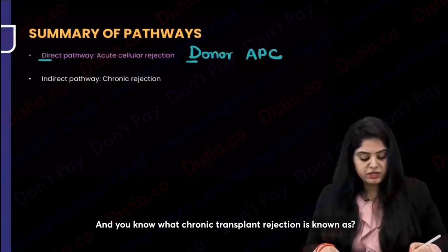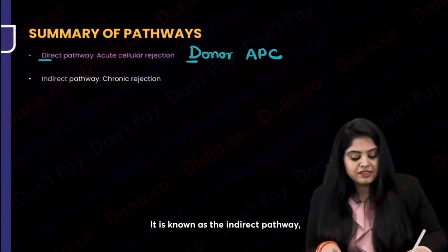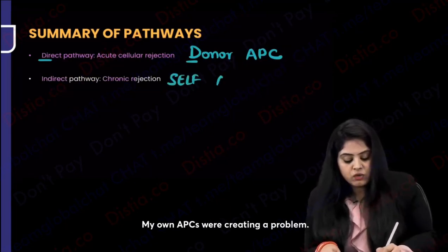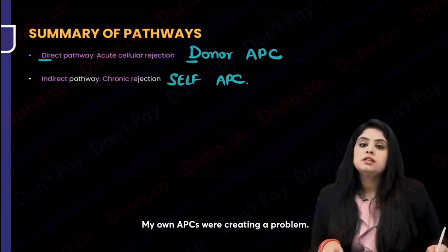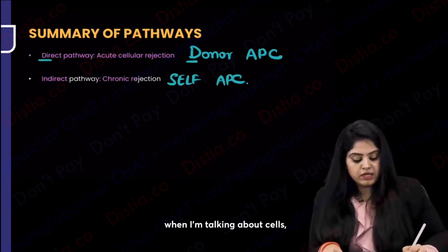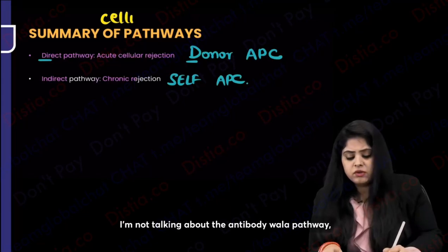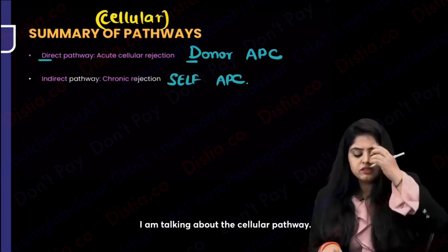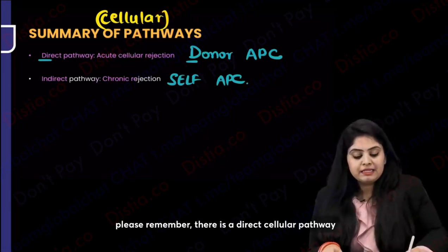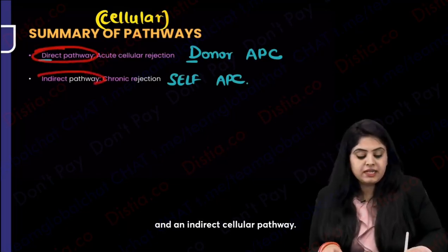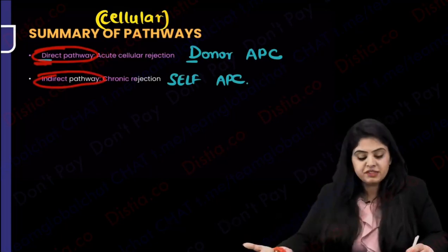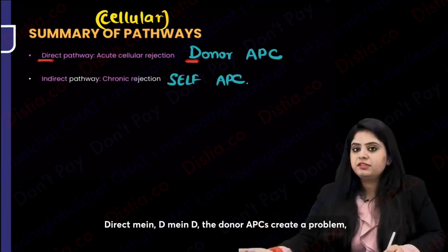And you know what chronic transplant rejection is known as? It is known as the indirect pathway, because whose APCs were creating a problem? My own APCs were creating a problem. So remember, there are two pathways. When I'm talking about cells, I'm not talking about the antibody pathway. I'm talking about the cellular pathway. Whenever I'm talking about the cellular pathway, please remember, there is a direct cellular pathway and an indirect cellular pathway. In the direct one, who is going to create a problem? My APCs or donor APCs? In direct, D, the donor APCs create a problem.